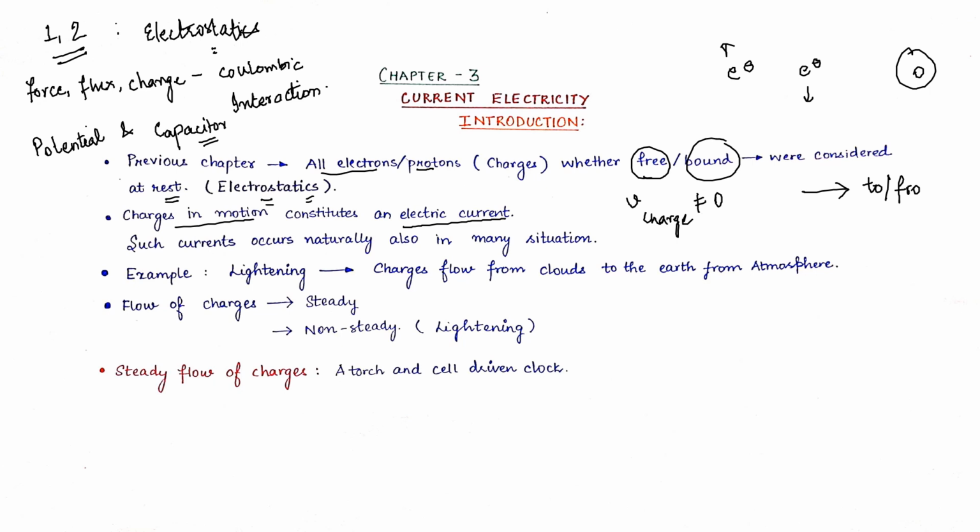Such currents occur naturally also in many situations. In our day-to-day life, we can see the flow of charges, where we will see the flow of current. The current flowing in your household is nothing but the motion of charges. One of the examples mentioned is lightning. What is lightning? It's an atmospheric phenomenon which we are able to see when the clouds get highly ionized under some circumstances. Mostly these circumstances are all about the rainy season.